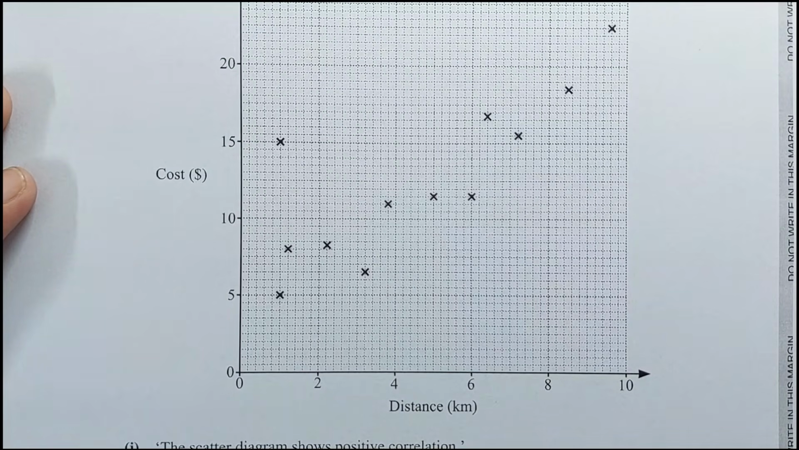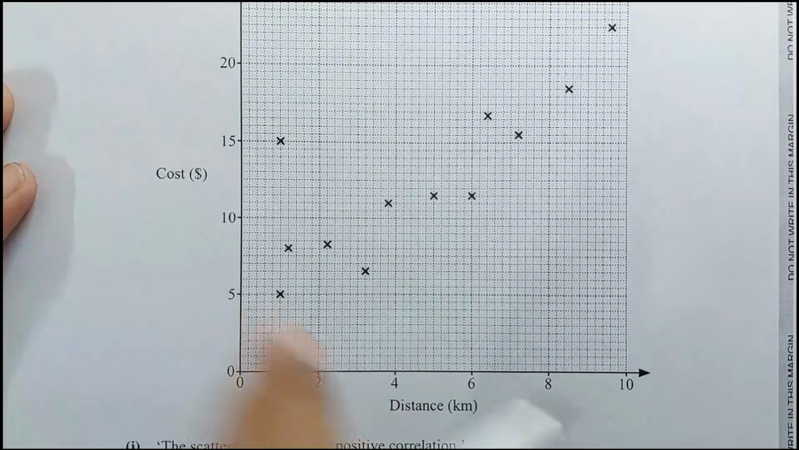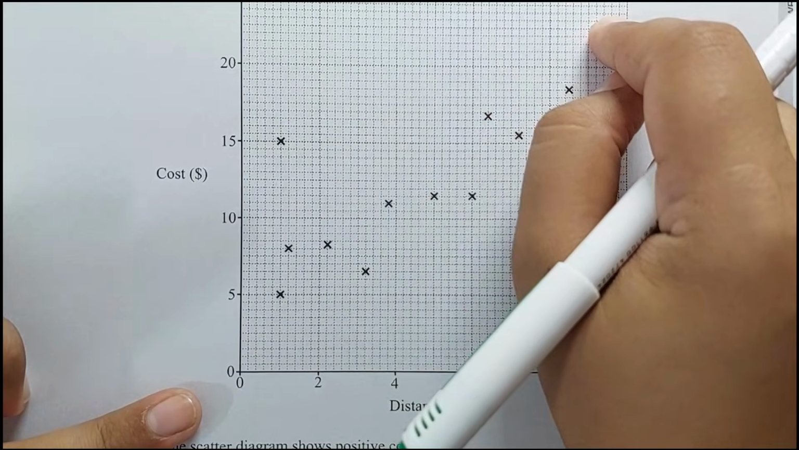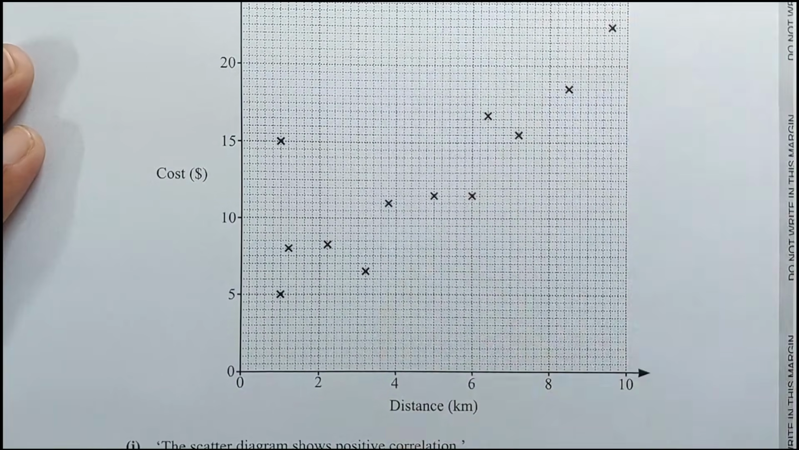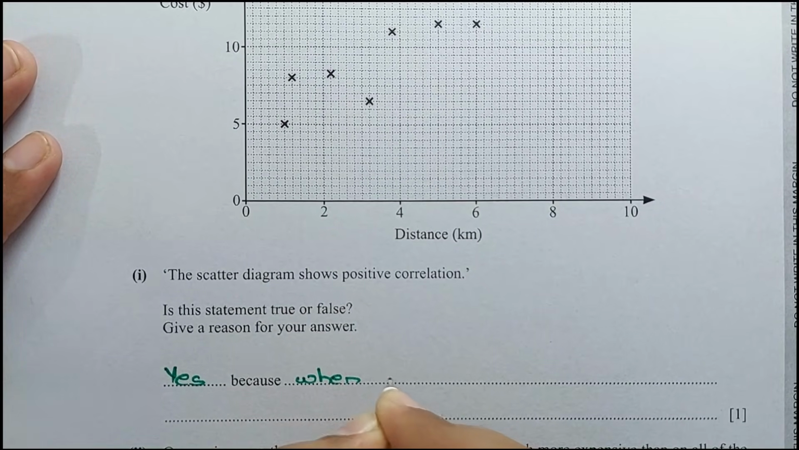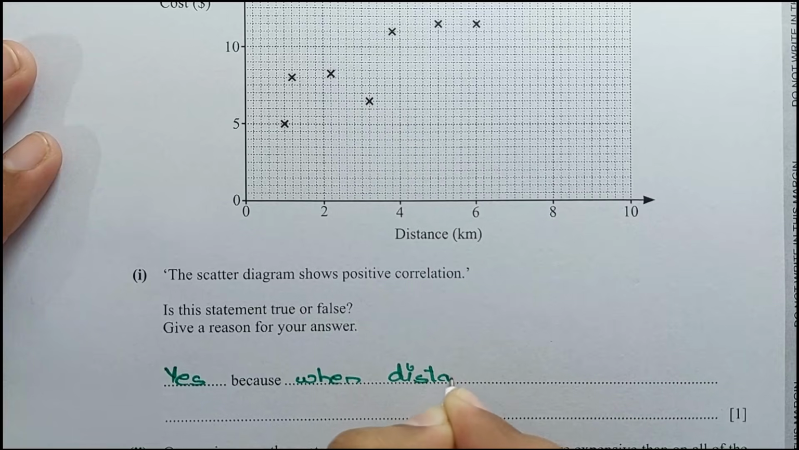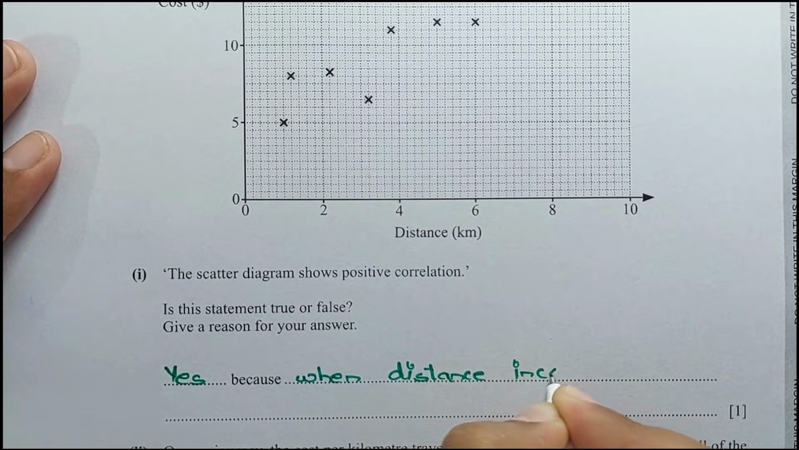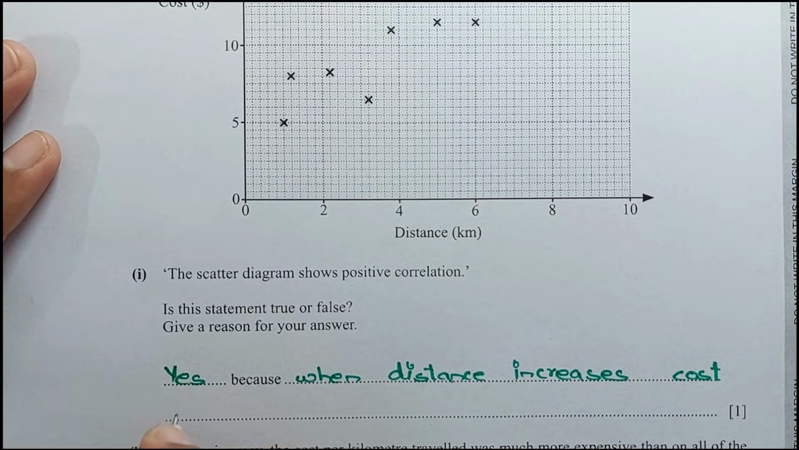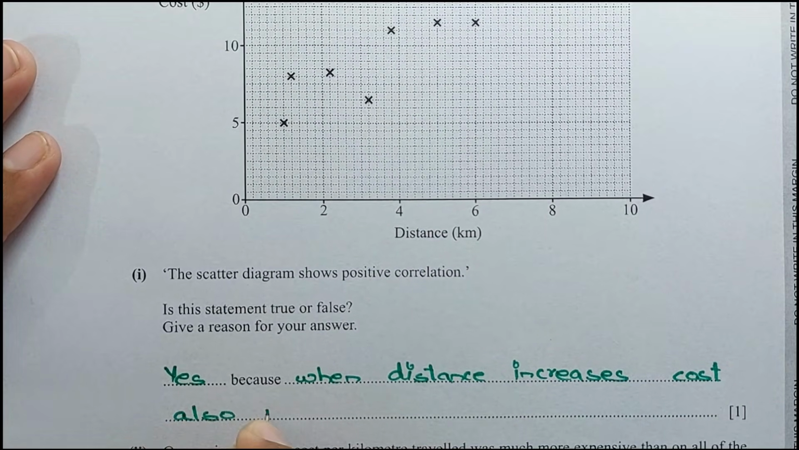Okay, is it true or false? Let's see. The distance is in kilometers, 0, 2, 4, 6, 8, 10 kilometer. These are the cost, 0, 5, 10, 15, 20, $25. So when the distance increases, you can see the cost is also increasing, right? So it is a positive correlation. Yes, because when distance increases, cost also increases.